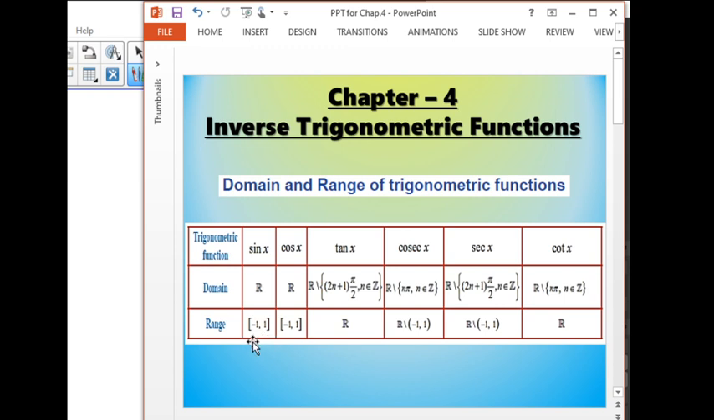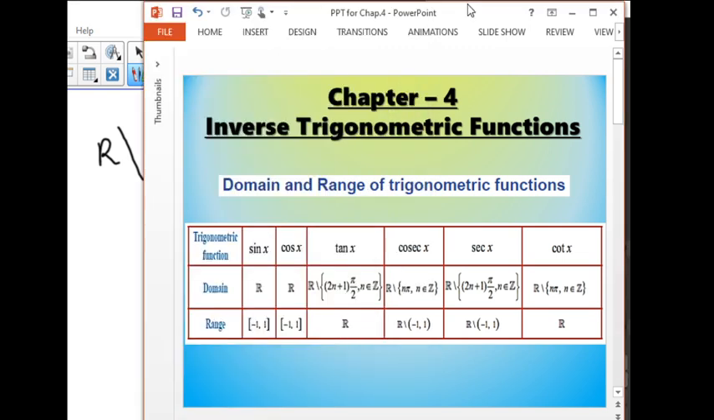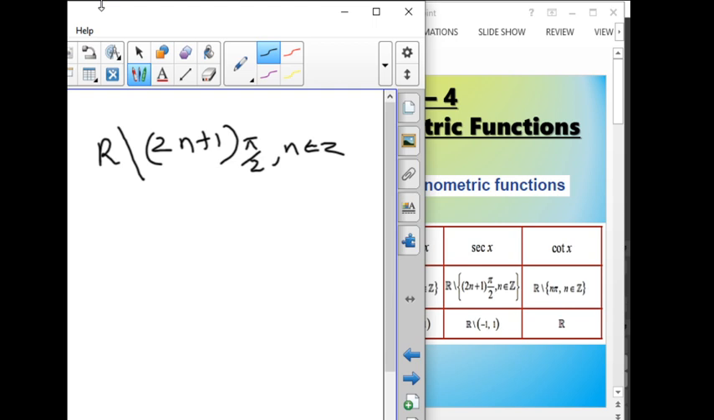Okay, and what about cos? Cos all the same. But see tan. Tan, what is given? R slash 2n plus 1 into pi by 2, where n belongs to Z. Okay. So, what is this? This is slash. Slash tells us that it is except. So, yesterday also I mentioned this. Okay, yesterday's class. So, except.